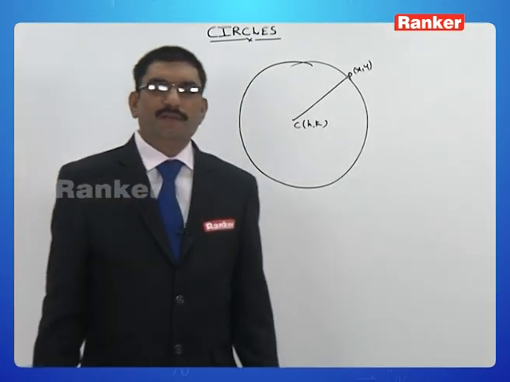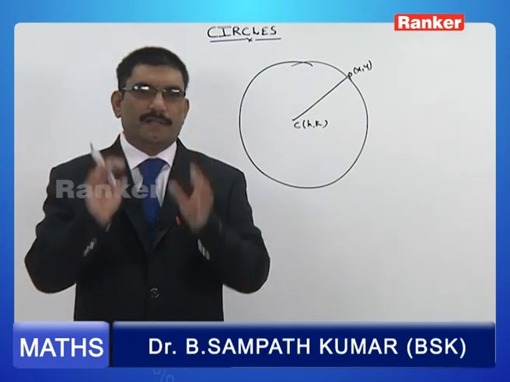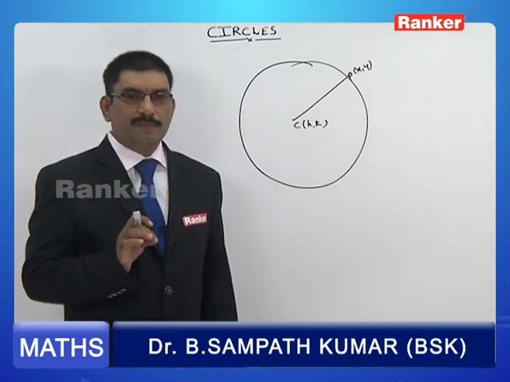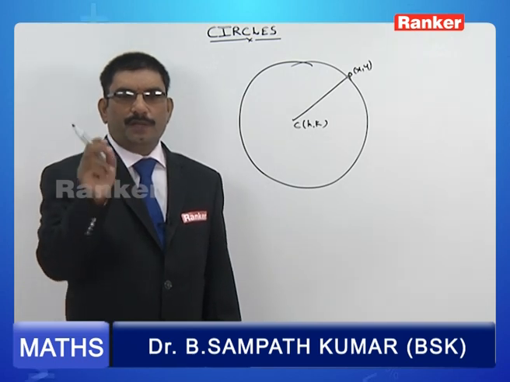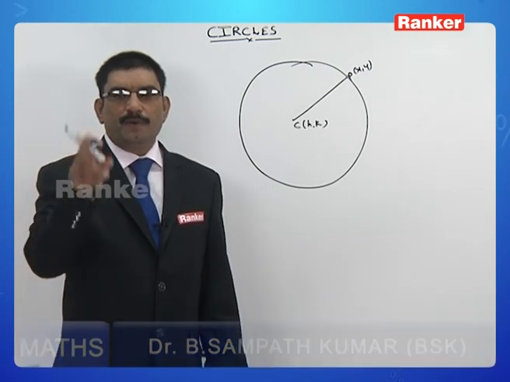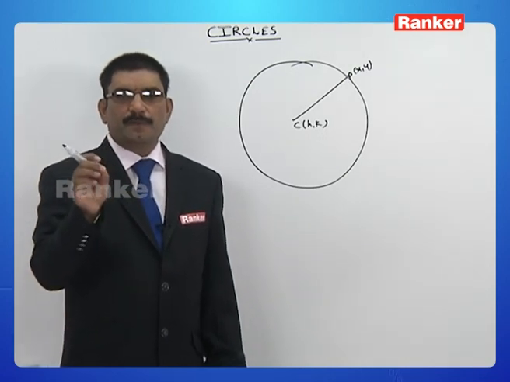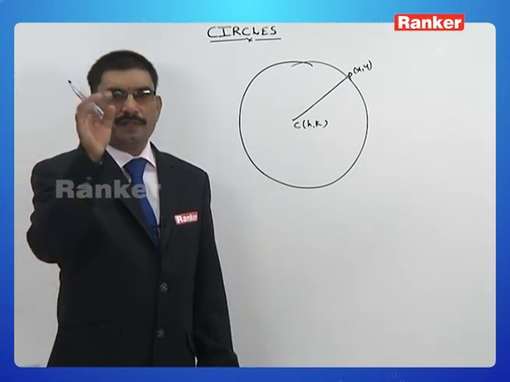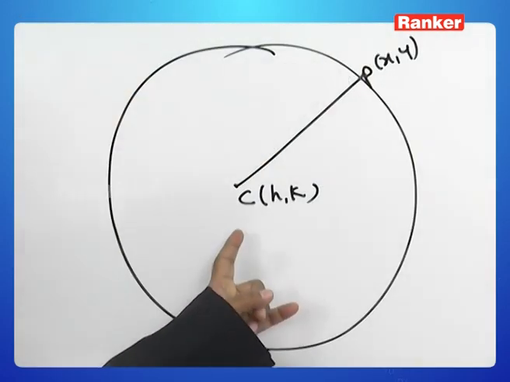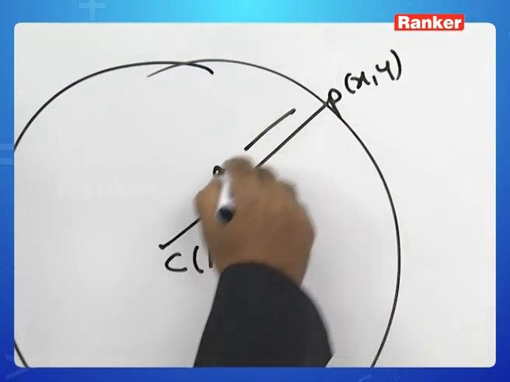Before finding the equation of a circle, let us discuss the basic definition of a circle. A circle comes under the locus concept: the locus of a point which moves such that the distance from a fixed point to the moving point always remains constant. Such a point's locus is nothing but a circle. And this fixed point is called the center.